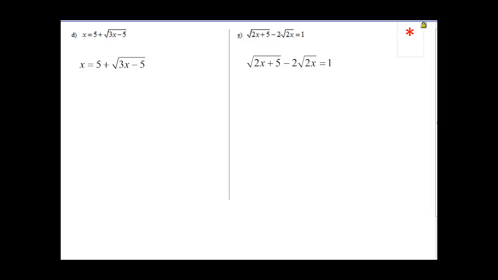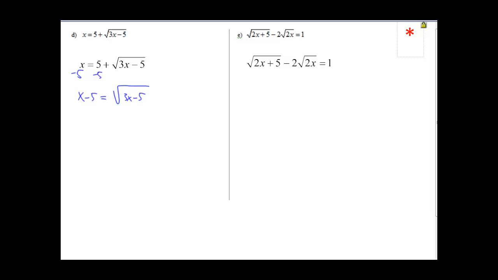And now, if you notice, we have no radical on the left, just an x, and then we have a radical on the right, but we're adding 5. So this is where we have to, again, isolate the radical. So let's move the 5 to the left, subtract 5. Okay. We now have x minus 5 equals the square root of 3x minus 5. Okay. Now your radical is isolated.